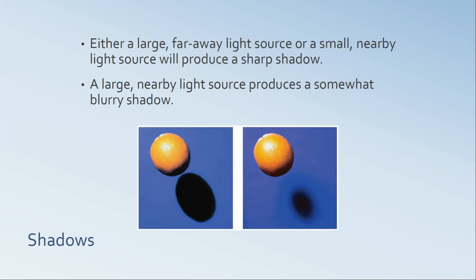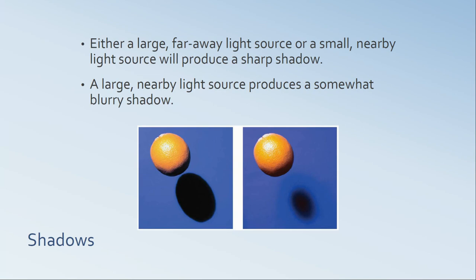We can see shadows here in this example of an orange that's been exposed to some light and is casting a shadow. You can see in the picture on the left, the shadow looks nice and sharp and crisp. This happens when we have a large, faraway light source, such as the sun, or a small light source that's really close. If we have a large nearby source or a smaller source that's far away, then we'll start to see a more blurry shadow like we see on the right.